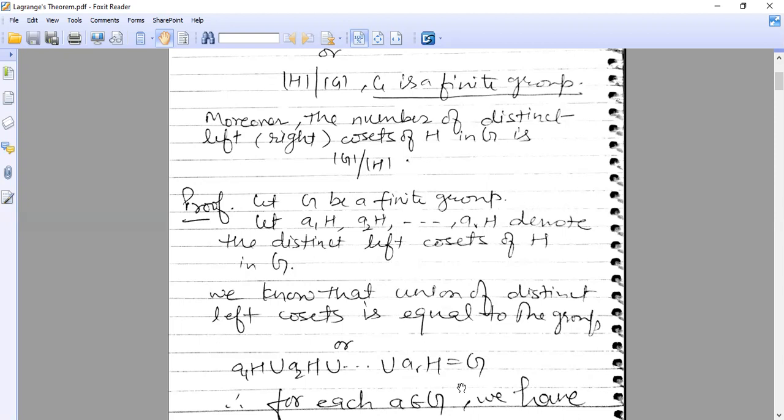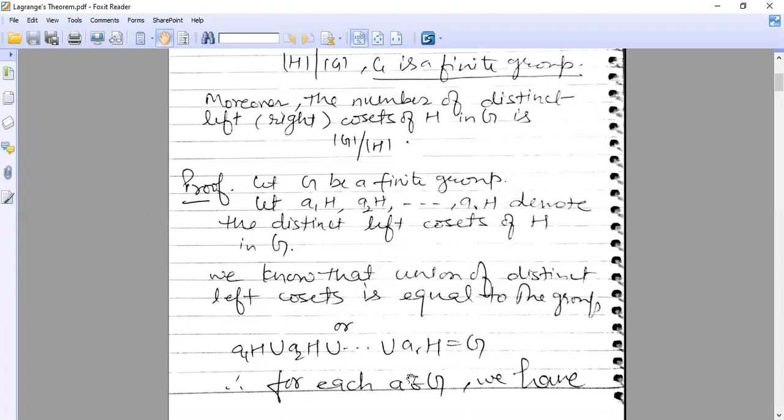And you know that the order of the coset is equal to the order of the subgroup. So order of A1H will be equal to order of H. This whole thing will be equal to order of H plus order of H plus order of H, R times. So let us see how we have written all these things.